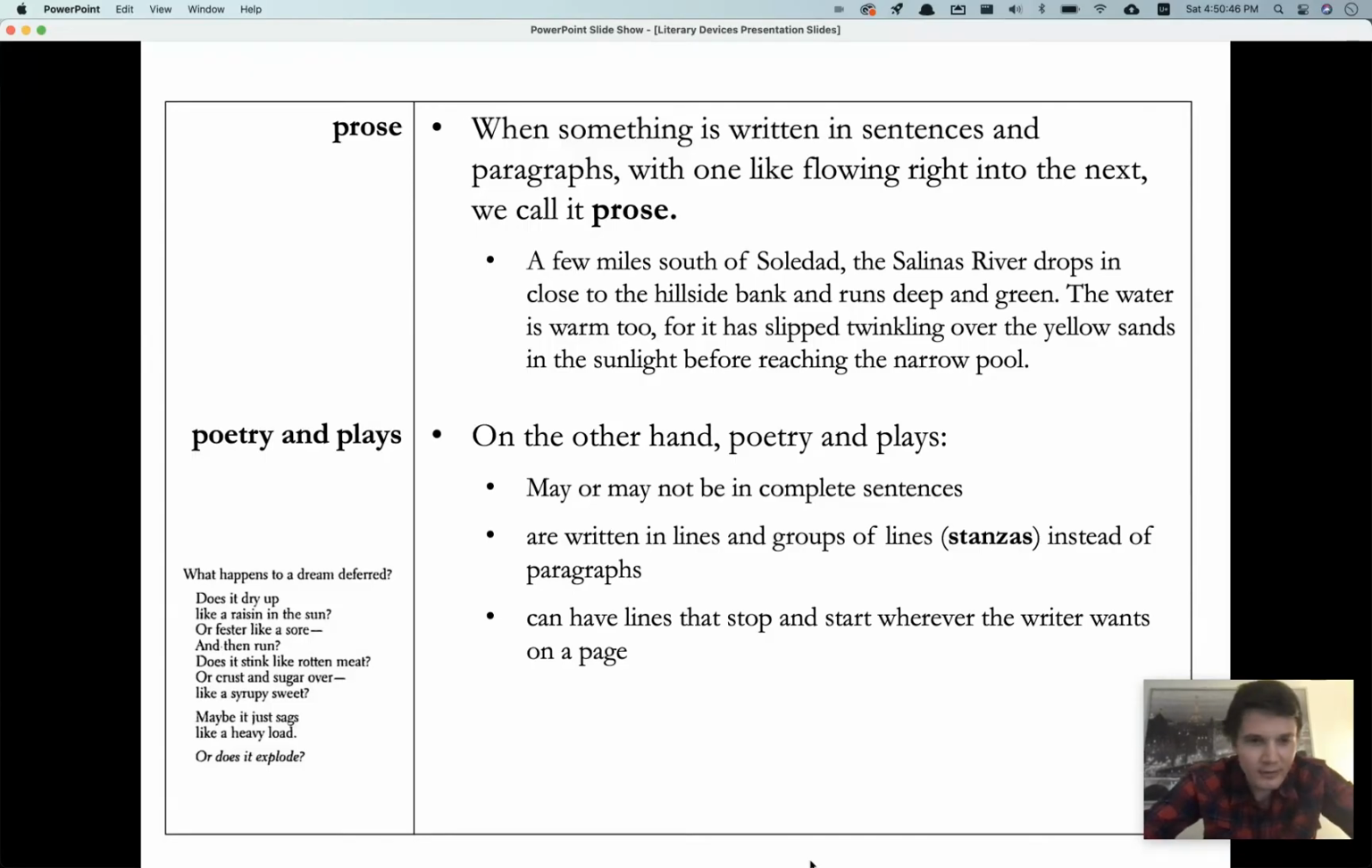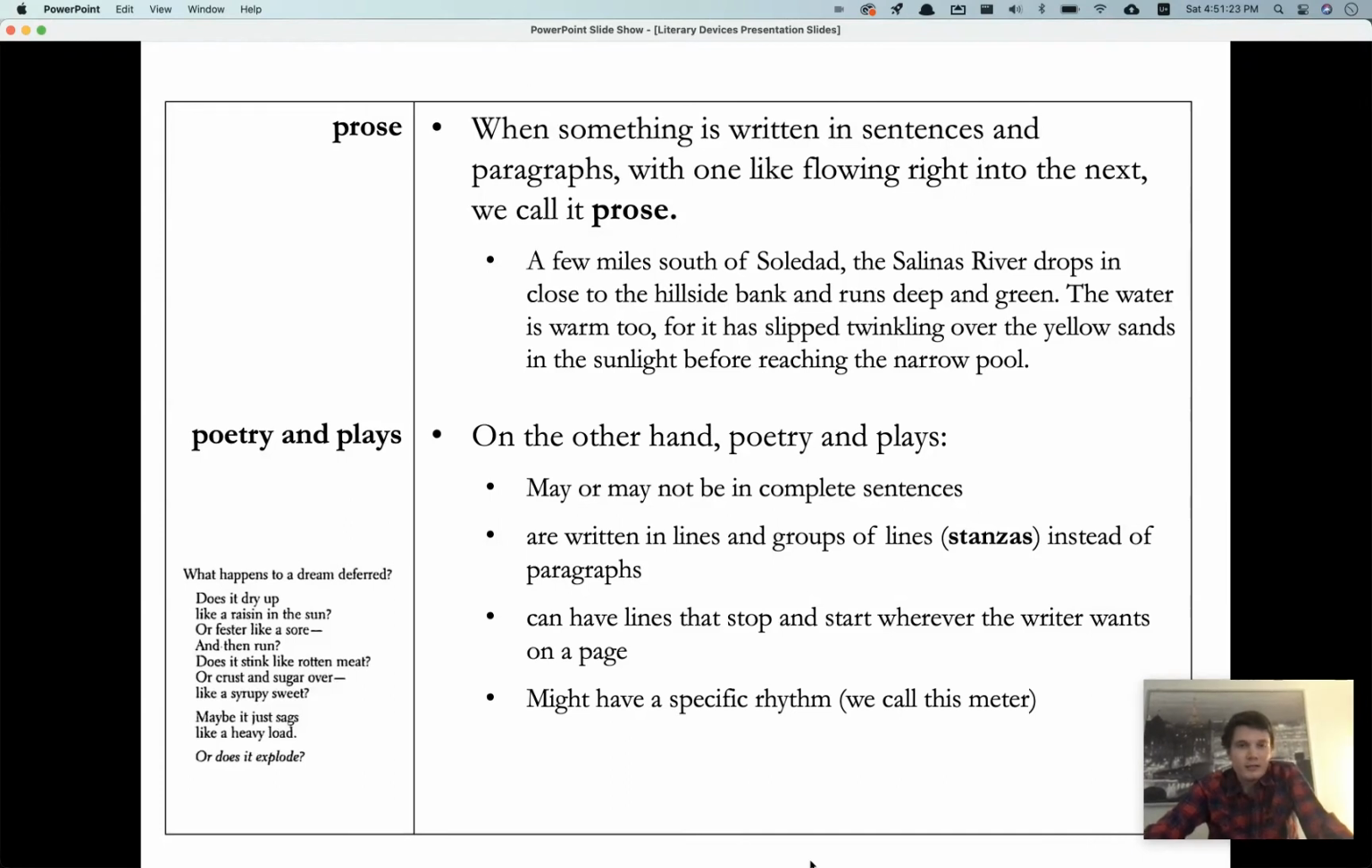So here's a good example. This is a teeny little poem that I just love called Harlem by Langston Hughes. And you can see how the writer decided to just end the line and start a new one wherever he wanted in order to convey a certain kind of effect. What happens to a dream deferred? Does it dry up like a raisin in the sun, or fester like a sore and then run? Right. The ending of the lines is deliberate, unlike in prose where it would just all run together and be one long sentence.